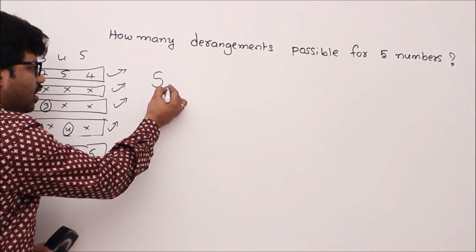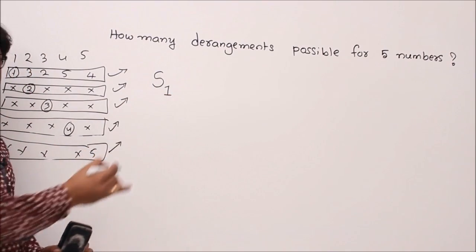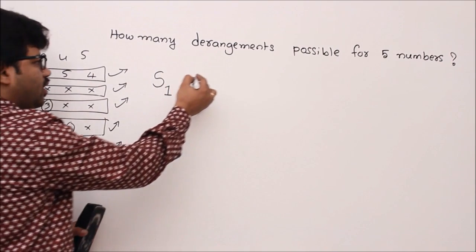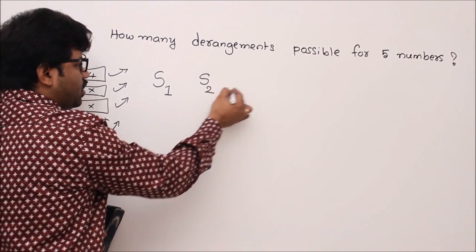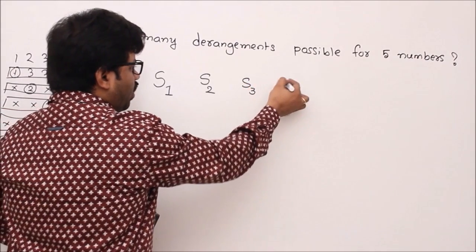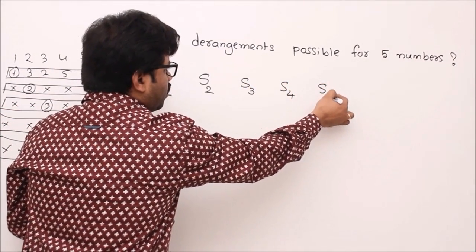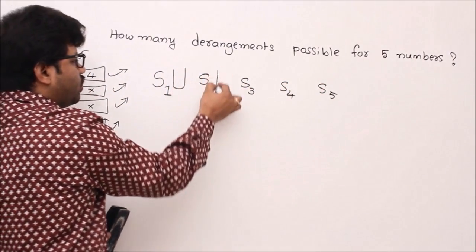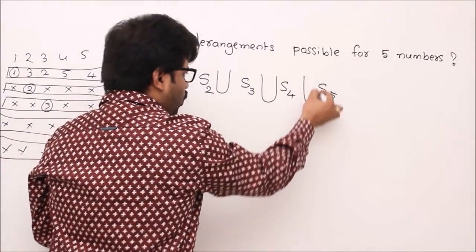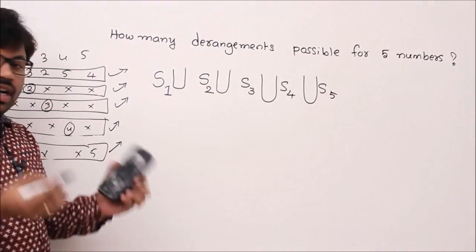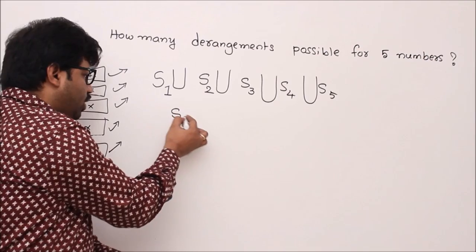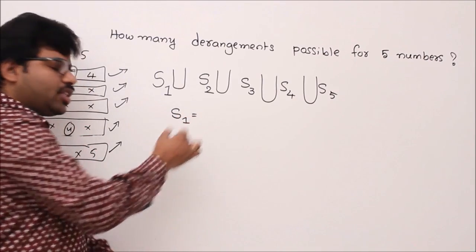All the non-derangements are, because 1 is in the correct position, let's say that is the S1 set, or 2 is in the correct position, or 3 is in the correct position, or 4 or 5. So I want to calculate S1 union S2 union S3 union S4 union S5. To understand it clearly, try to understand S1. Write the description of S1.